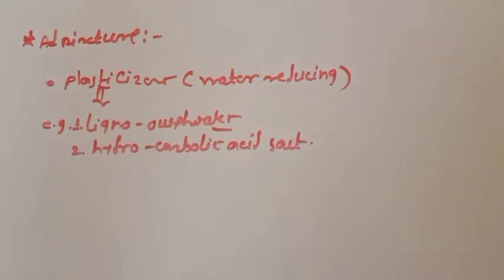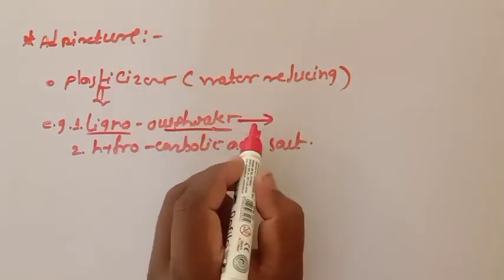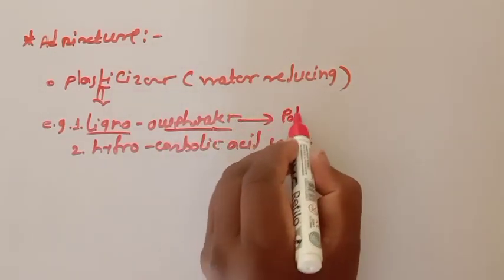These plasticizers are usually based on lignosulfonate, which is a natural polymer derived from wood. This lignosulfonate gets adsorbed on the surface of cement particles and forms a thin sheath, and this thin sheath inhibits the surface hydration reaction between water and cement. So this lignosulfonate is a polymeric material.